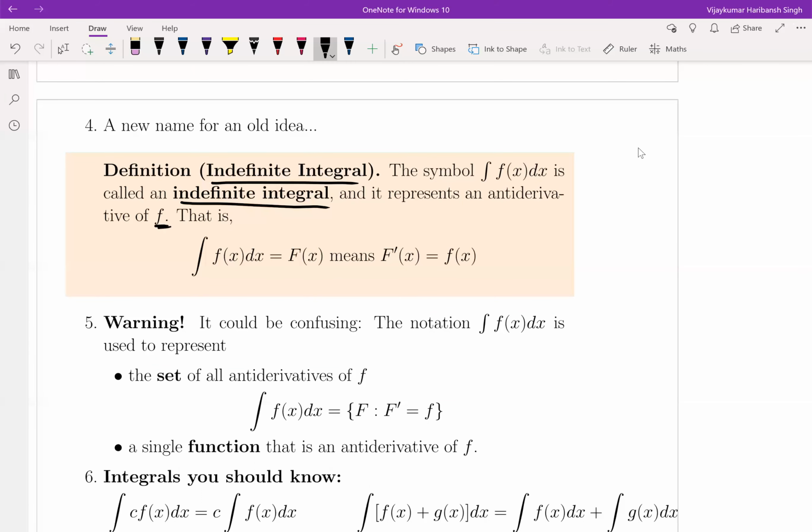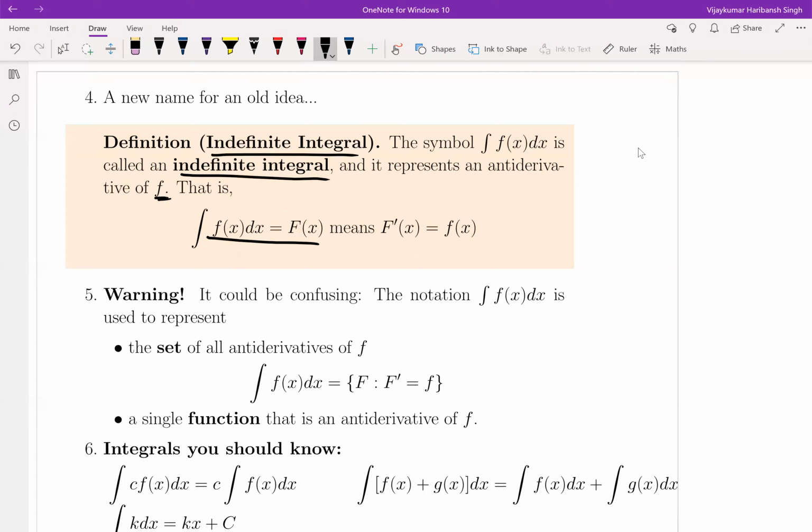What does it mean? It means that integral of f of x dx is this capital F of x if F prime x equals f of x. This is a connection. Okay. Now, note that this notation, integral f of x dx, is used to represent the set of all antiderivatives, not just one, but all of them.